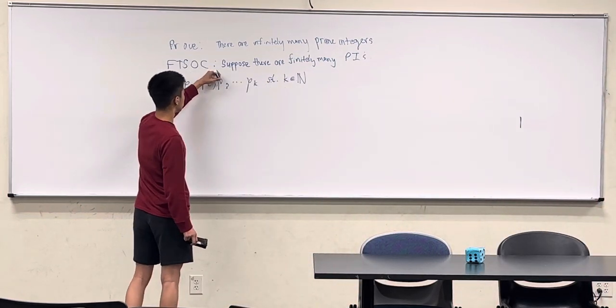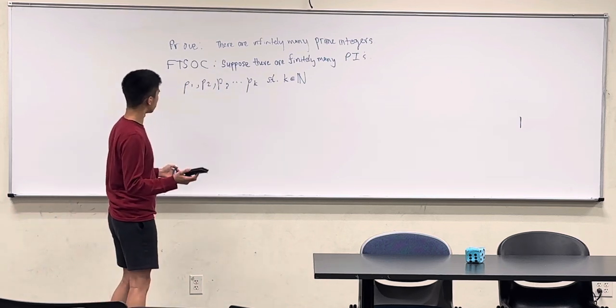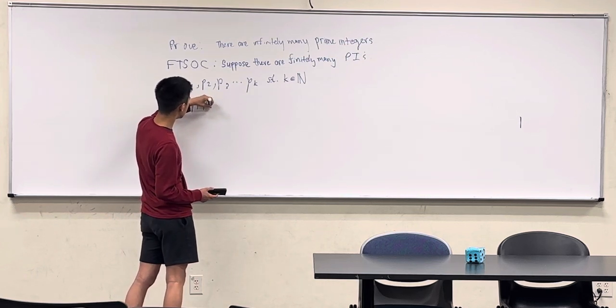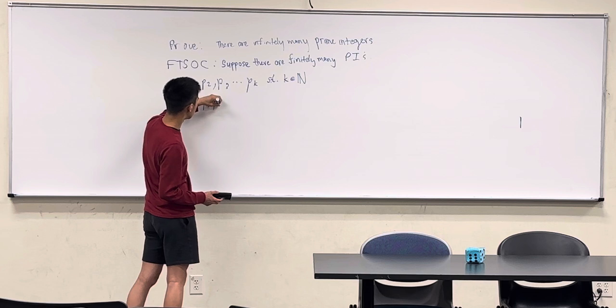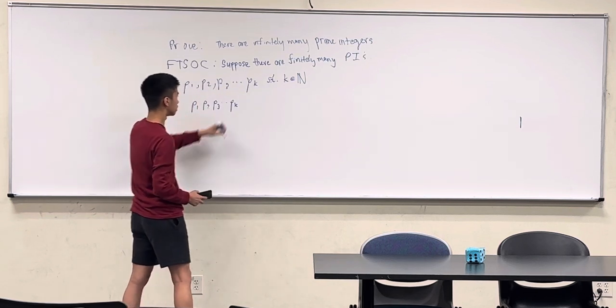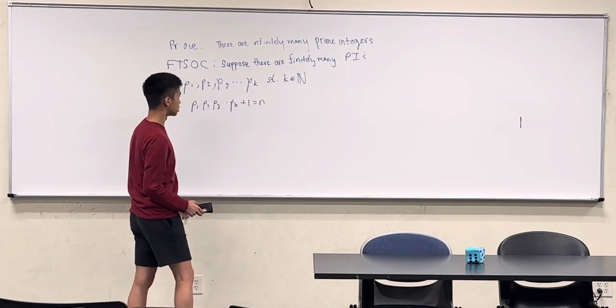So suppose you have a number, say p1 times p2 times p3 all the way to pk, so the product of all the prime numbers. Then you add 1 to it and set that equal to n.